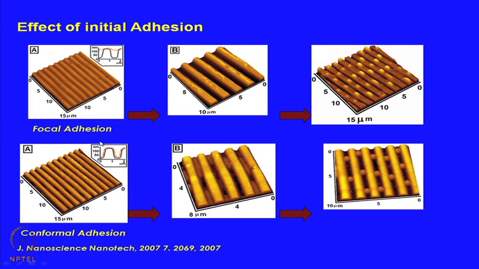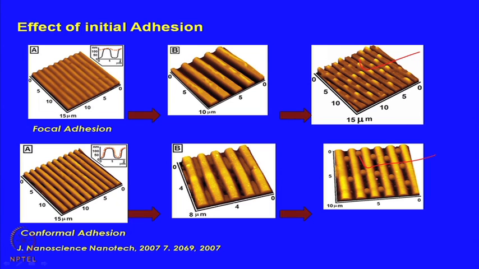What was important to realize is that this initial adhesion, whether you have a focal adhesion or conformal adhesion, because of the presence of the substrate or the template, the structures anyway get aligned, as you can see from this picture or this picture. But what is most interesting to notice is that if you have initial focal adhesion, the structures go and rest on the top of the stripe. In contrast, if you have conformal adhesion, the structures go and sit within the valleys.